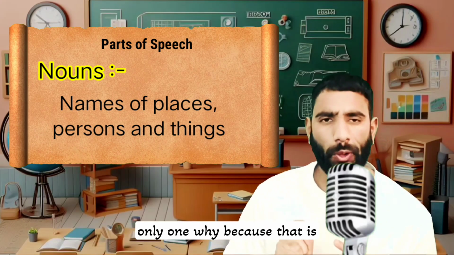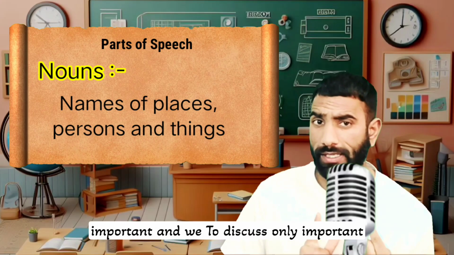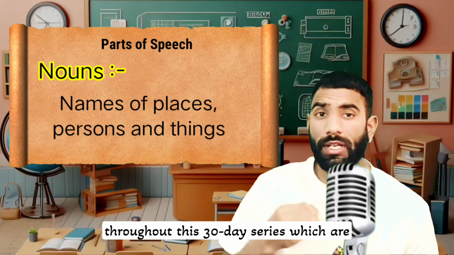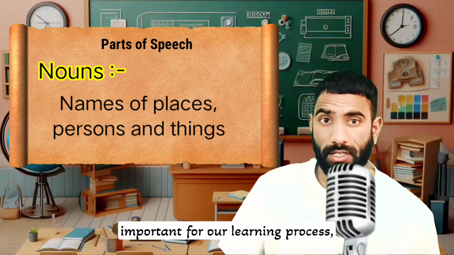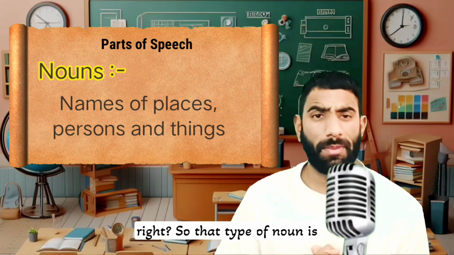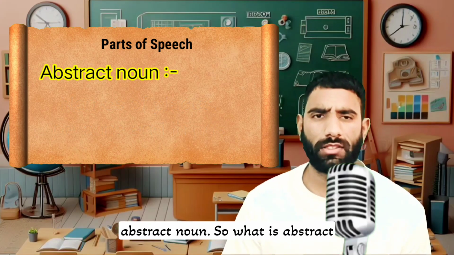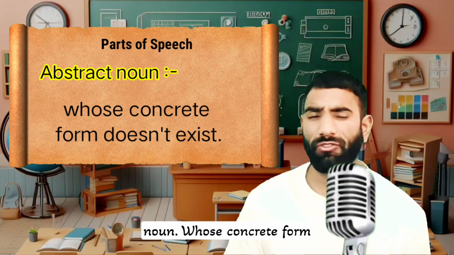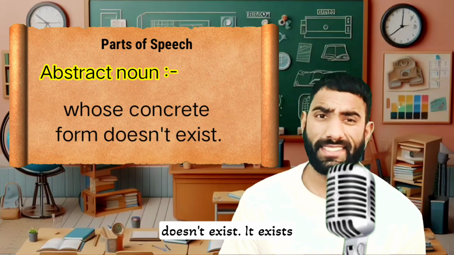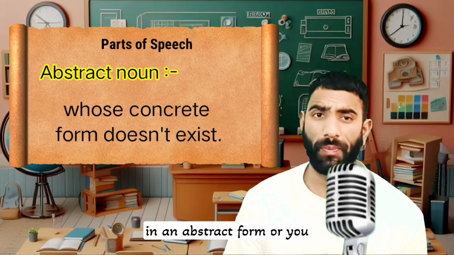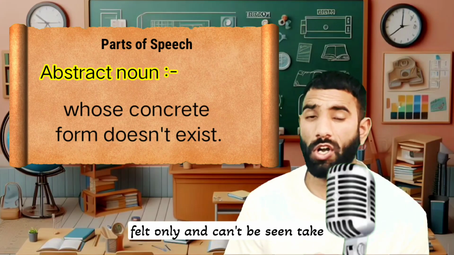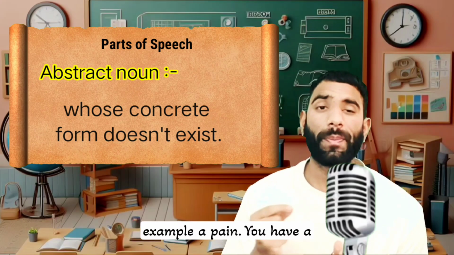Why? Because that is important, and throughout this 30 days series we will discuss only those things which are important for our learning process, right? That type of noun is the abstract noun. So what is an abstract noun? It's a type of noun whose concrete form doesn't exist. It exists in an abstract form, or you can say it's a feeling which can only be felt and can't be seen. Take the example of pain.